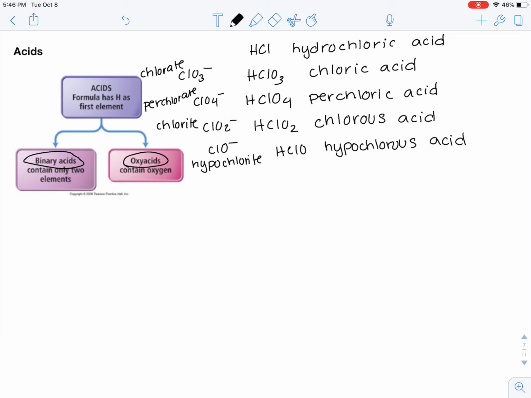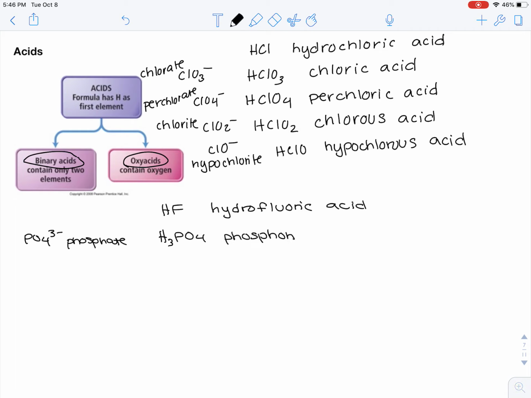Now let's do some examples. Let's say we have HF. Now this is binary, so you would write hydrofluoric acid. What about H3PO4? Well, I know that PO4 3 minus is called phosphate. So H3PO4, it's not binary. I'm just going to write phosphoric acid.